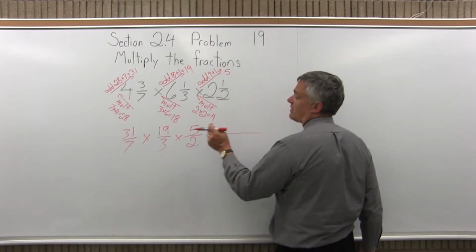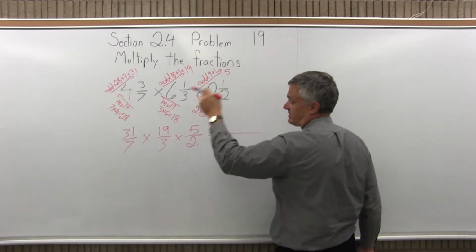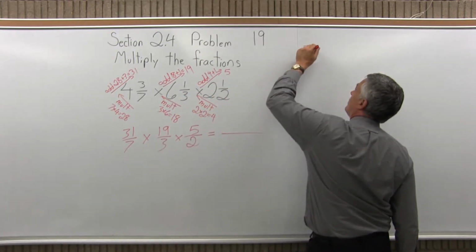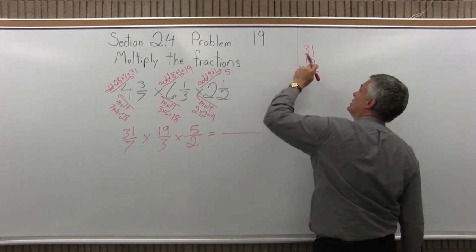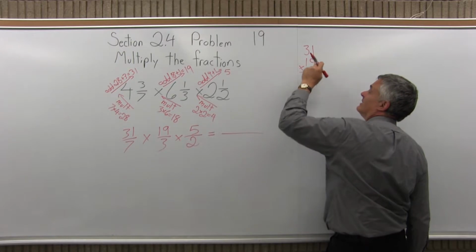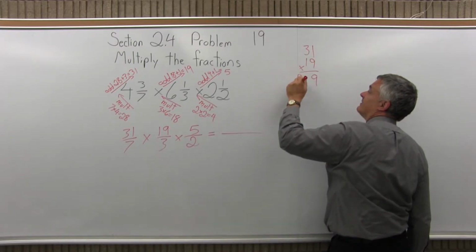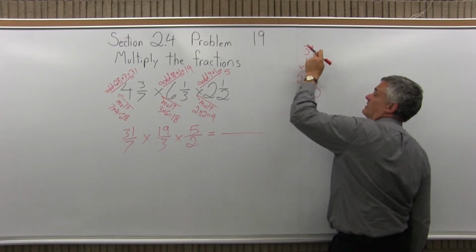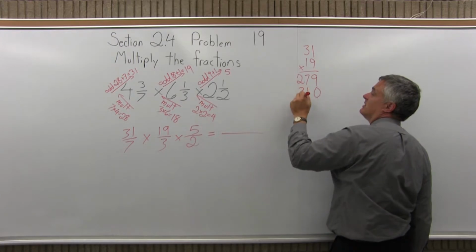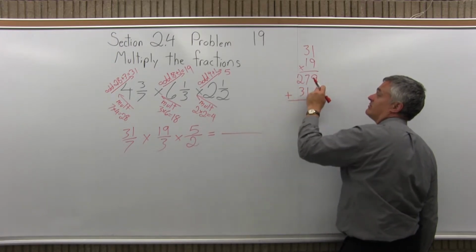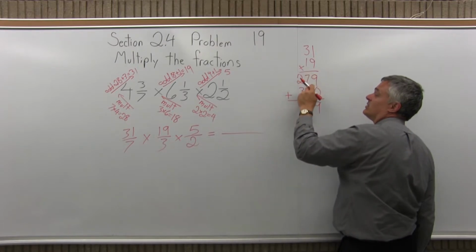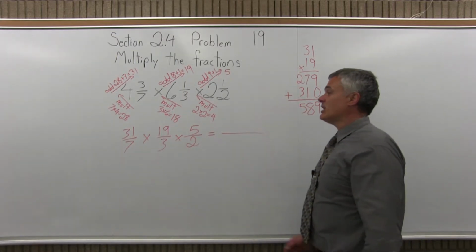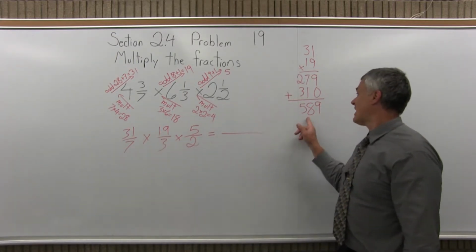So in the top, let me just go off to the side and multiply. I'll start with 31 times 19. So 9 times 1 is 9. Nothing to carry. 9 times 3 is 27. And then I'll multiply 1 times 31, but I have to put in a 0 to hold my place. Then 1 times 1 is 1. 1 times 3 is 3. And then I add the results together. 9 plus 0 is 9. 7 plus 1 is 8. 2 plus 3 is 5. So when I multiply 31 times 19, I have 589.